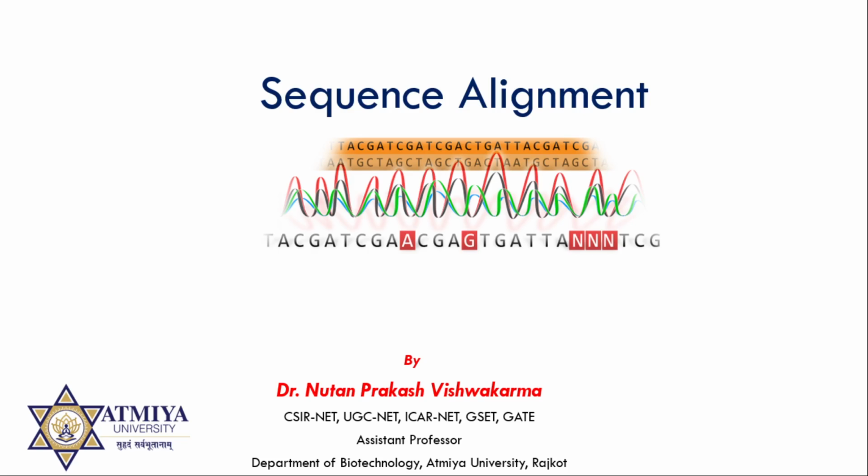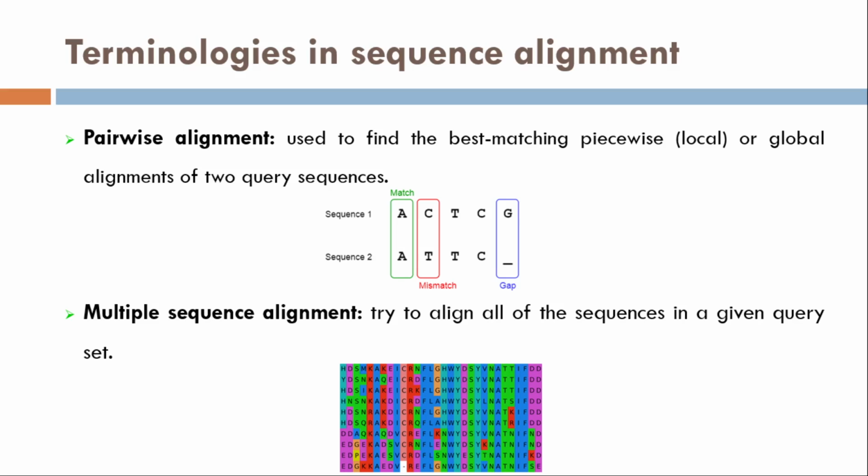If you have not seen sequence alignment part 1, please go back in the playlist, watch the complete video of sequence alignment part 1, and then continue with this part 2. In part 1, we talked about what sequence alignment is all about and how many types of sequence alignment there are. Then we discussed some concepts of sequence similarity and identity.